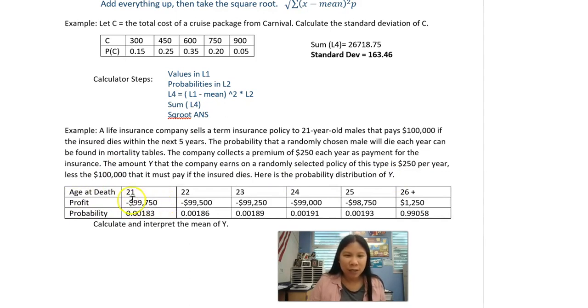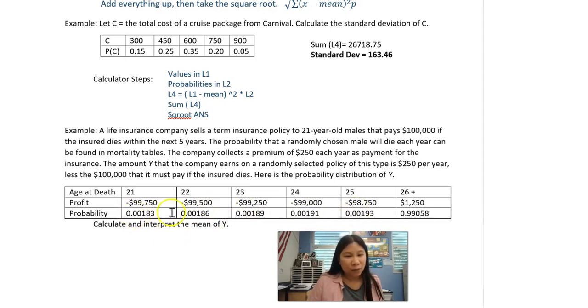So if the male dies at 21, then the company would actually lose $99,750, because the insured person would have paid $250, but then the company would have paid out the $100,000 for their death. In year 2, though, the person who died would have paid $500 total now, because $250 for each year. So $250 when they were 21, $250 when they're 22, and then if they died at 22, then the insurance company would have given them the $100,000. So really the company would have just lost out on $99,500, and so on.